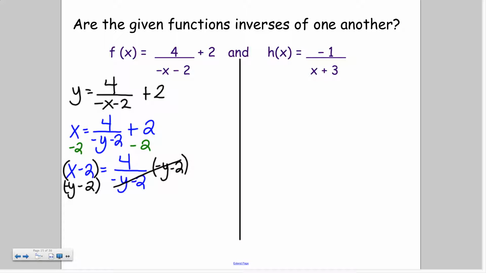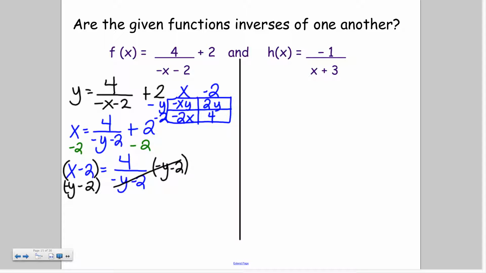And since there are two terms in each one, we need to do the box method, or FOIL it out, whichever one you like. So we have x and -2, -y, and -2. So -y times x is -xy. -y times -2 is 2y. -2 times x is -2x. -2 times -2 is 4.